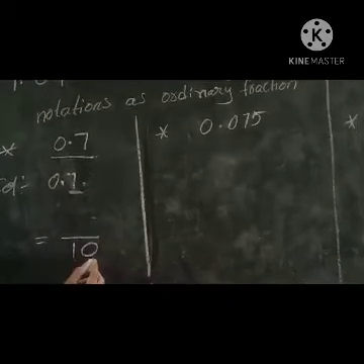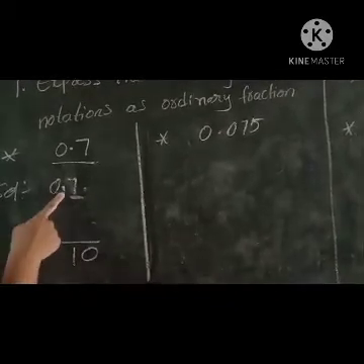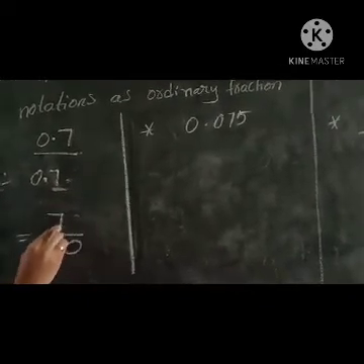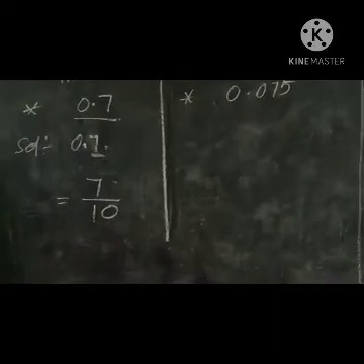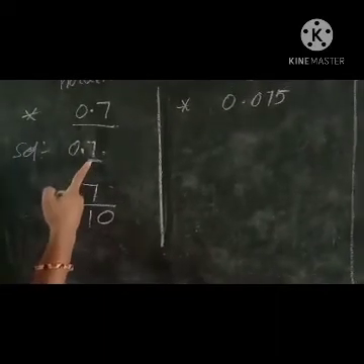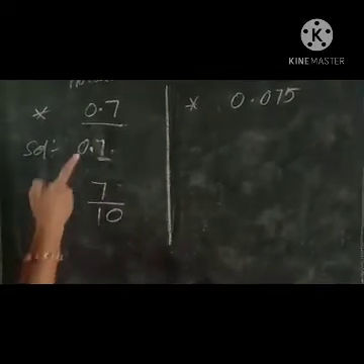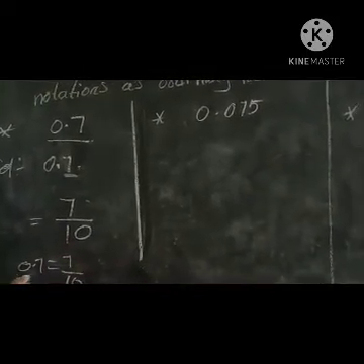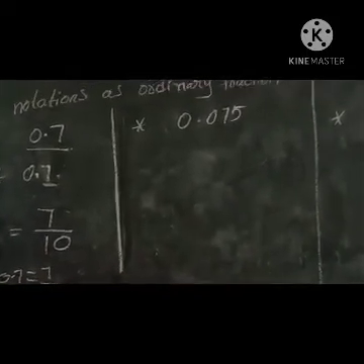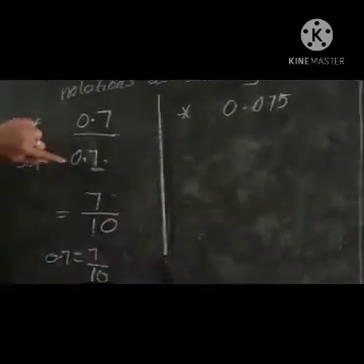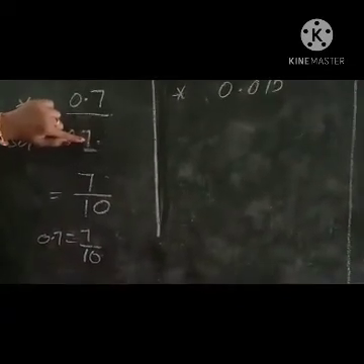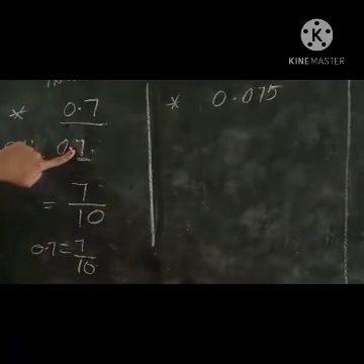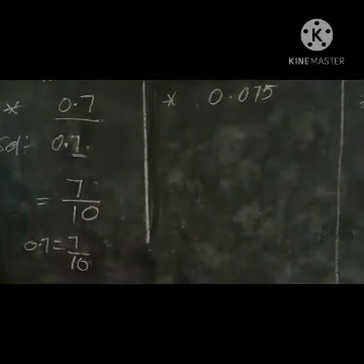Here how many zeros are there? Only one 0 is there. Here after the point also only one number is there. Which number is there? That number is 7. In which place is 7 there? In tens place now. Just write 7 by 10. 0.7 equals to 7 by 10. See, since there is only one number here, we have to put only one zero. 7 is in the tens place, so 7 by 10.